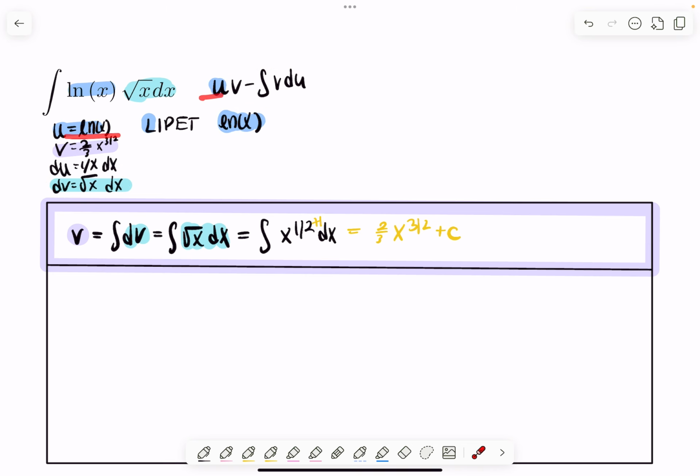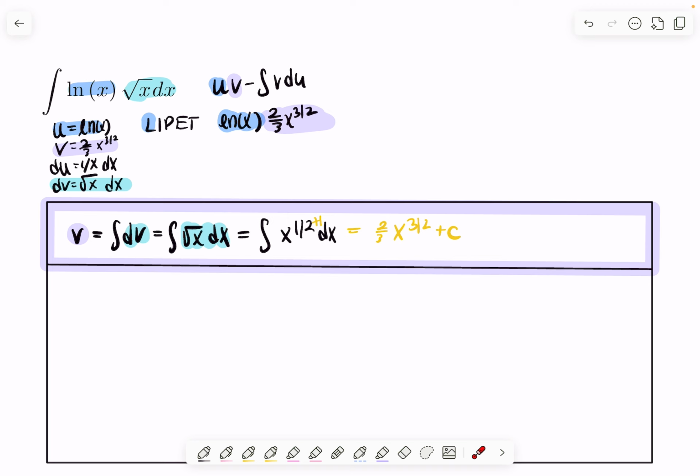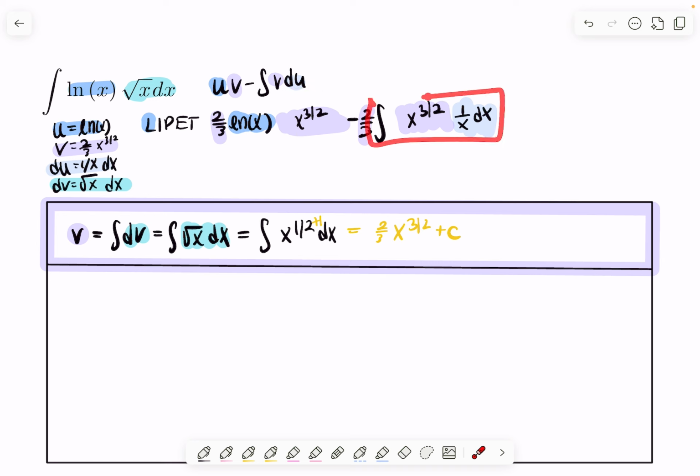So we have u, which is ln of x, and then times v, which is this. We can rewrite this by taking this whole thing and dividing by 3, or we can just move this to the front, like so. And then minus the integral of v, which again is this, and this is a constant, so we can take it out, like so. And then times du, which is 1 over x dx. So here is the second integral that we have to do in an integration by parts problem.